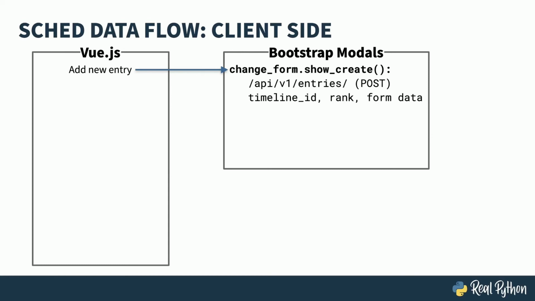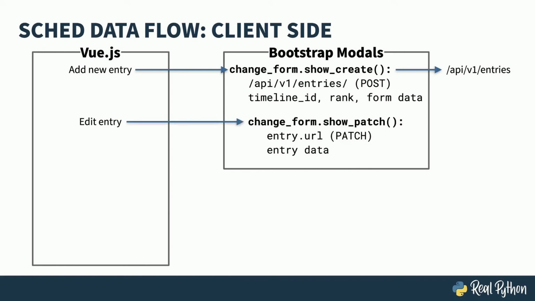A form is displayed. When the user submits the form, the data from the form, as well as the hidden timeline and rank fields, gets sent to the server by showCreate. This is a REST call. That hits API v1 entries, creating the object on the server, which responds back with JSON of the object created, and that's populated inside of Vue.js. A similar process happens when an entry is edited.